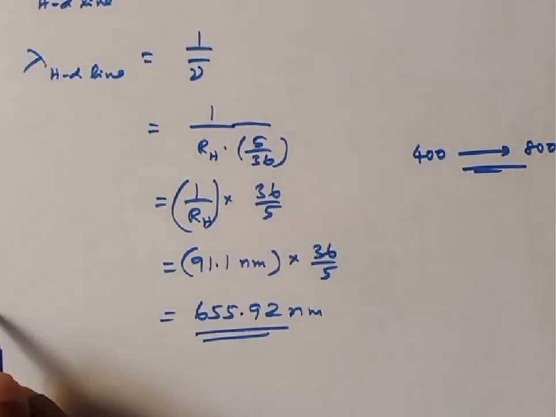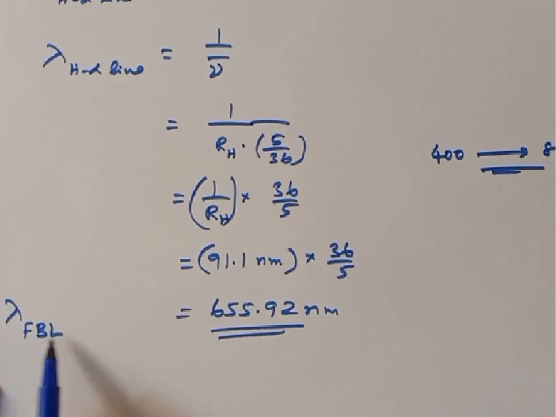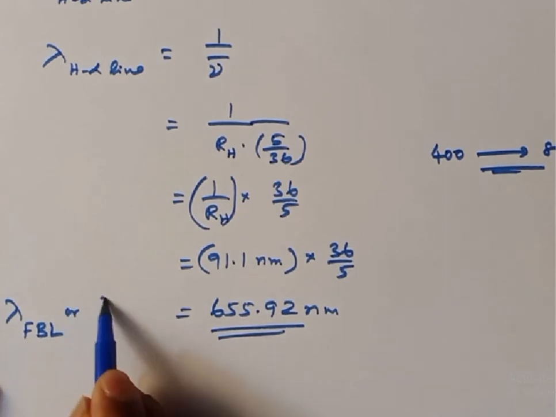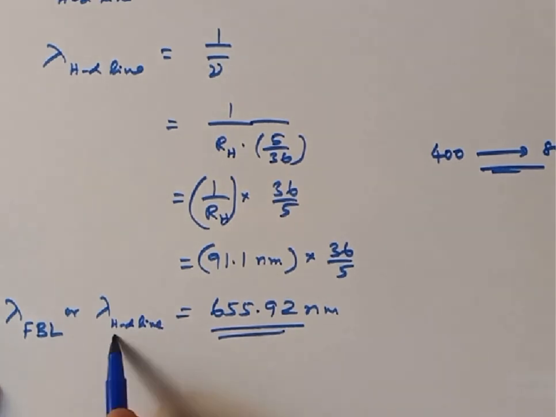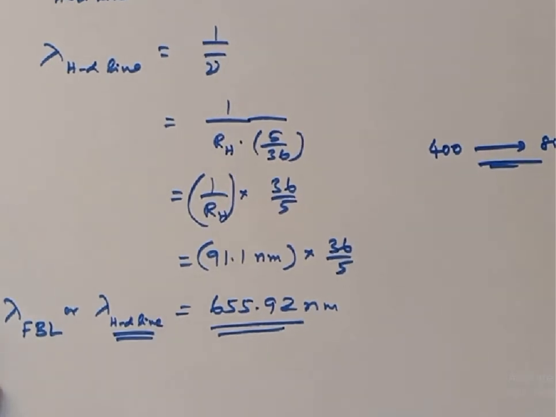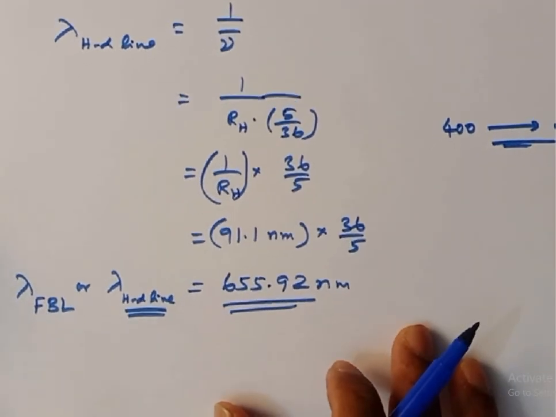So this is nothing but the wavelength for the first Balmer line. I'll just put FBL, first Balmer line. It is also called the wavelength for H alpha line. This is the method we should follow. And remember the value of 1 by RH and all. So this is very important.